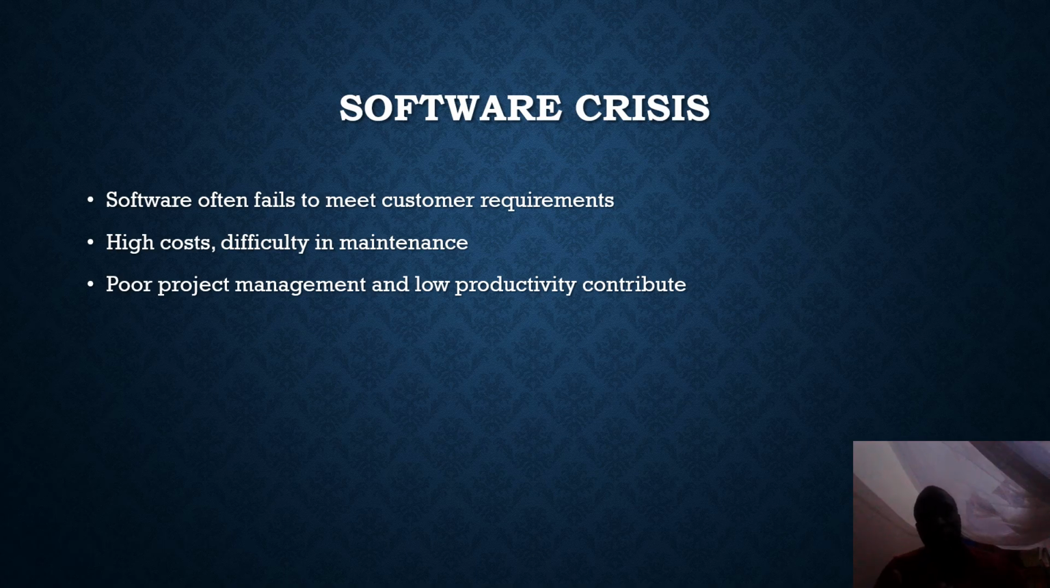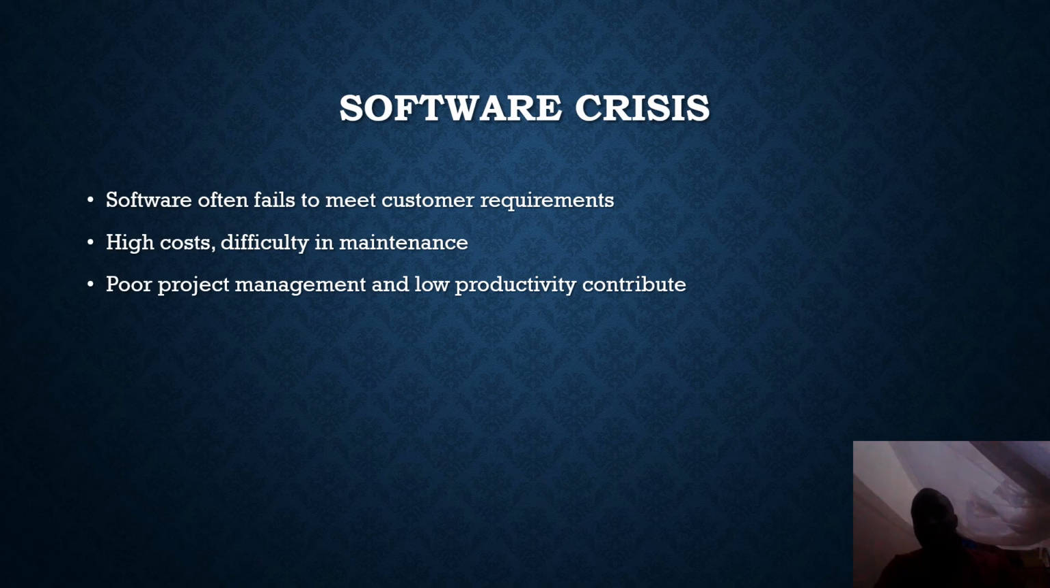Let's say someone develops a software whereby the software fails to deliver some of the qualities which the people want. The people may want an app to be able to message each other or to send videos to each other, but if the app is not capable of doing that, then that will become a software crisis.